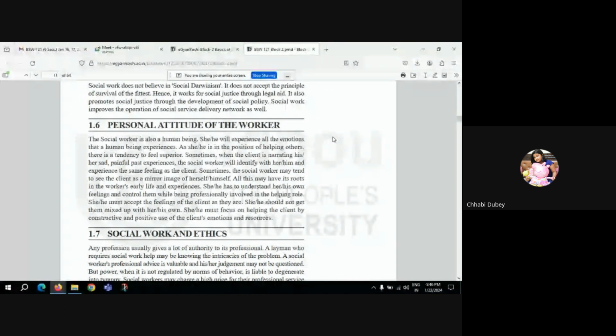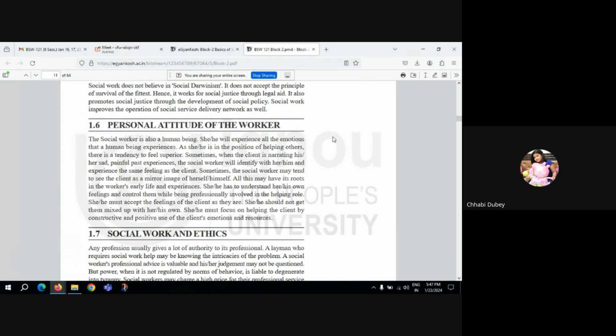Sometimes they may tend to see the client as an image of themselves, like how they were some time back. So they see all that in the client. And this may have its roots in the worker's early life and experiences. But as a person, as a professional, we have to consciously be aware of such feelings and control them while we are getting professionally involved with an individual. We have to accept those feelings, and we have to avoid them getting mixed up with the work.